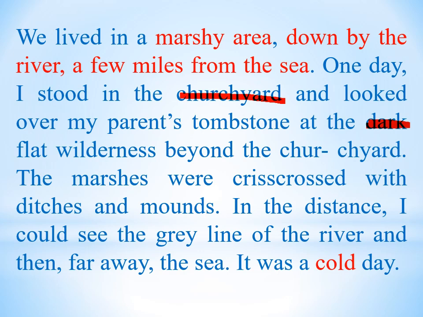The wetlands were separated by channels and small piles of rocks and stones. In the distance, Pip could see the grey horizon touching the riverbank and distant sea. It was grey because the diffuse light of the setting sun mixes with the dark sky. It was a cold day. Children, actually in the novel, it was a Christmas day.